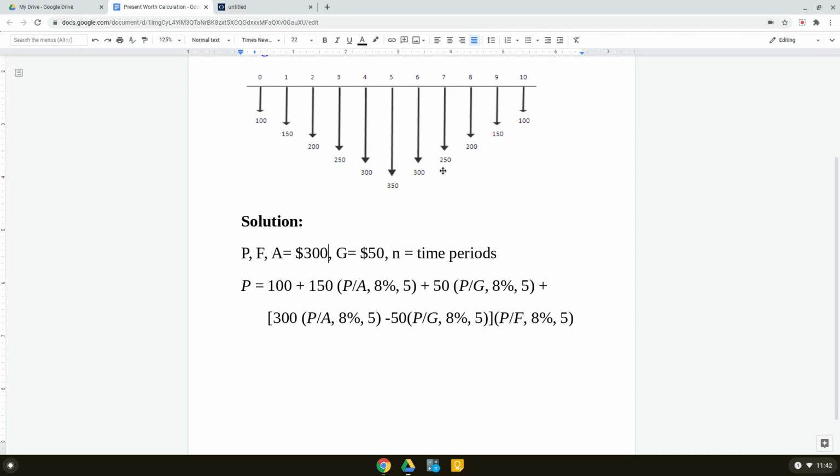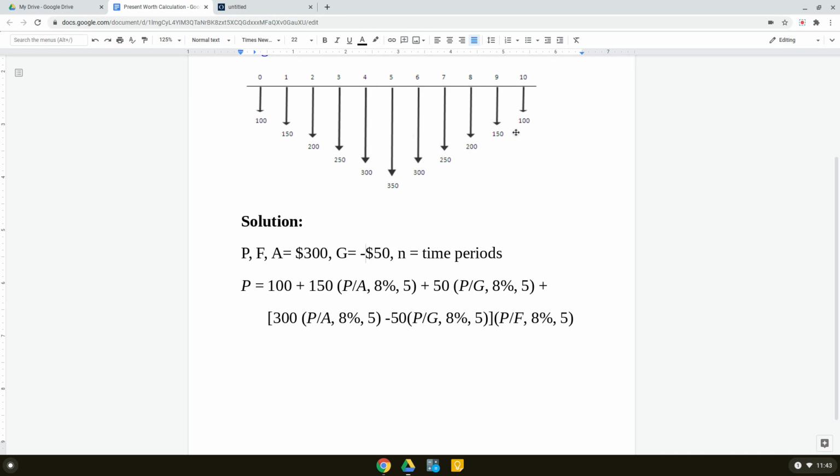And then you will see that every time period it decreases by $50. So 300, then 250 (minus 50), then another minus 50, 200, and so on and so forth. So we have an arithmetic gradient, which in this case would be minus $50. So we consider 300 as A, and minus 50 as G. We are trying to bring everything back to time period 5 here. So the common A, which is 300, because it is an A value, we need to multiply by the P given A factor, with the same 8% interest rate and 5 time periods.